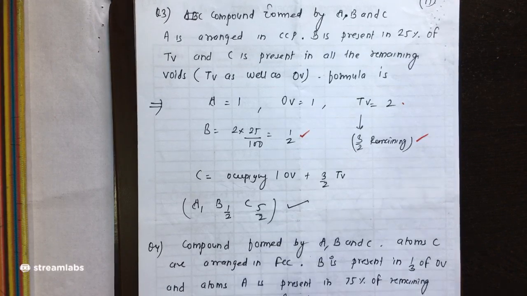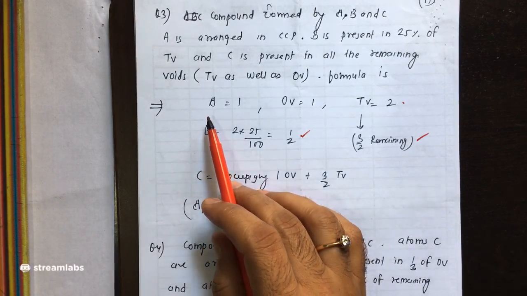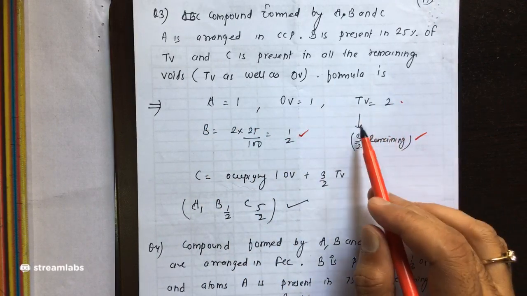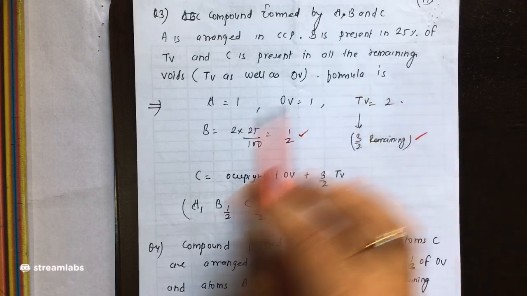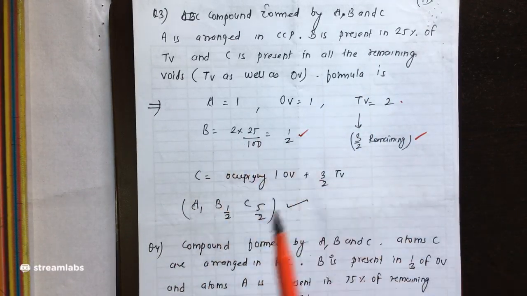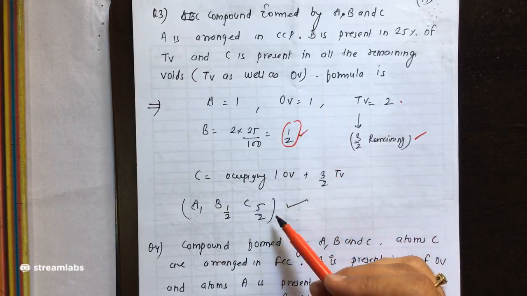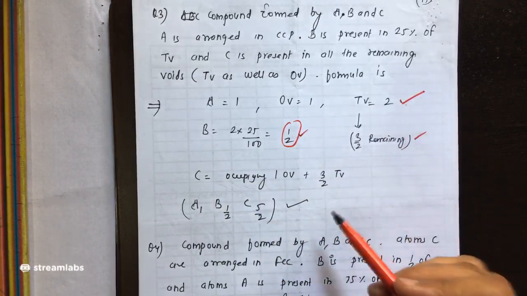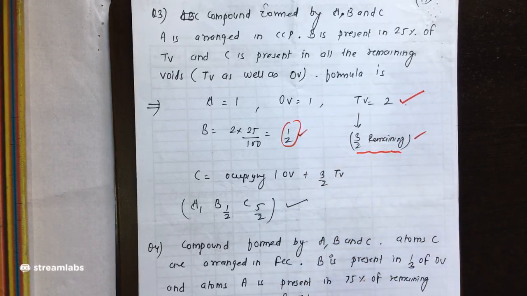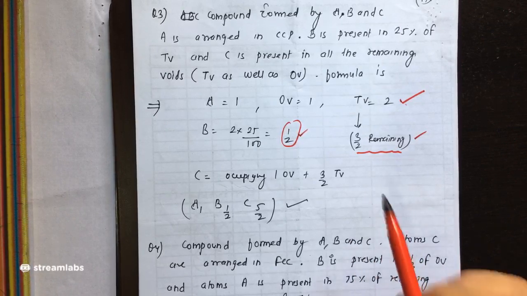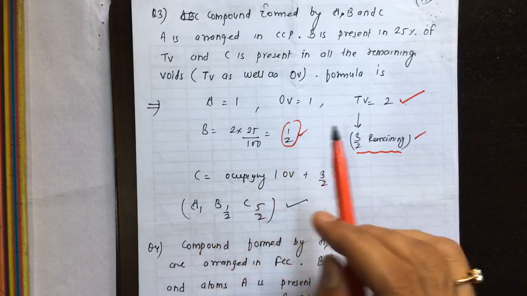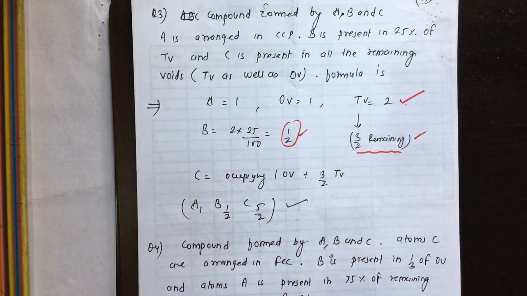A is equal to 1 because the lattice is formed by A. OV will be 1, TV will be 2. Now what is it saying? B is present in 25% of the TV. What is 25% of 2? That is half. So this is B. How many tetrahedral voids were there? 2. Out of that only half is occupied, so 3 by 2 is unoccupied. Who will go there? C, because C is present in all the remaining voids, TV as well as OV.